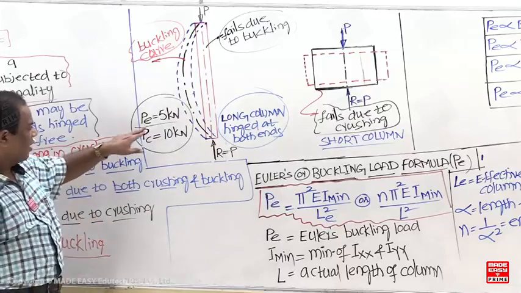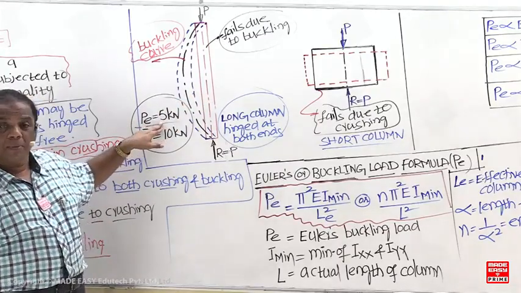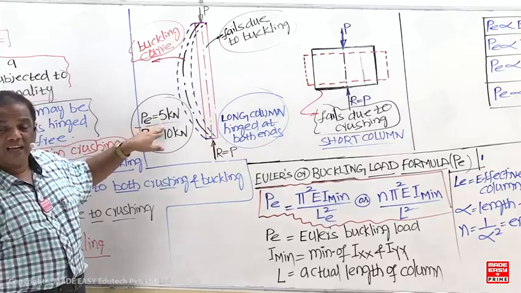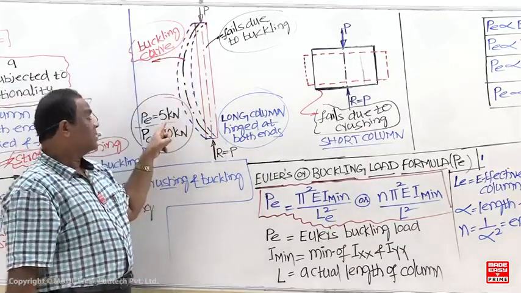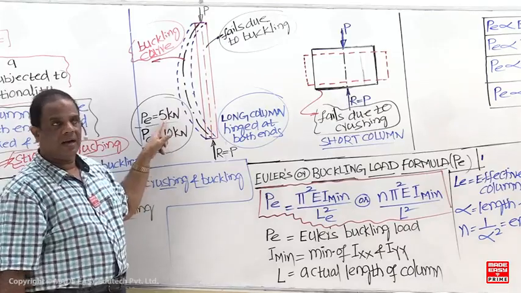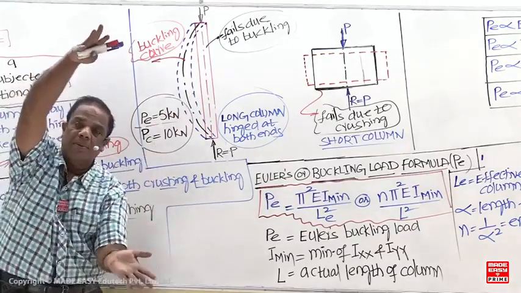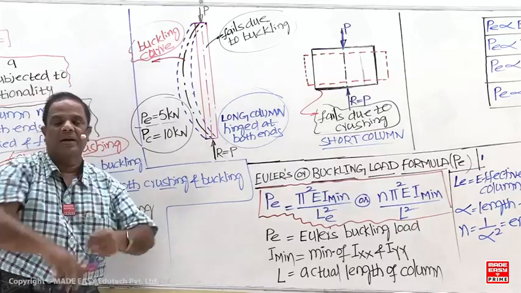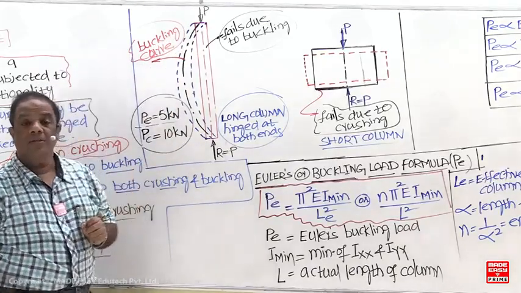Now, what is the meaning of this? This given column is able to withstand a maximum compressive load of how much now? 5 kilonewtons without buckling. So whenever this load P is greater than this value, what happens now? Buckling will occur. The axis is going to get deviated. But the length is going to be permanently decreased when this load is greater than 10 kilonewtons.